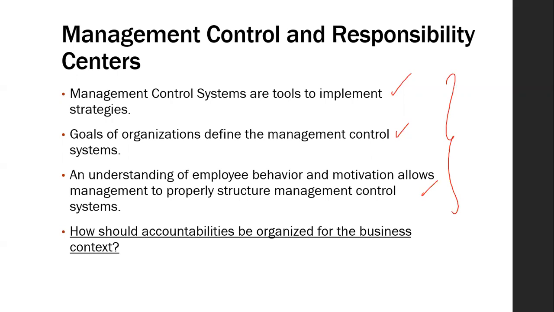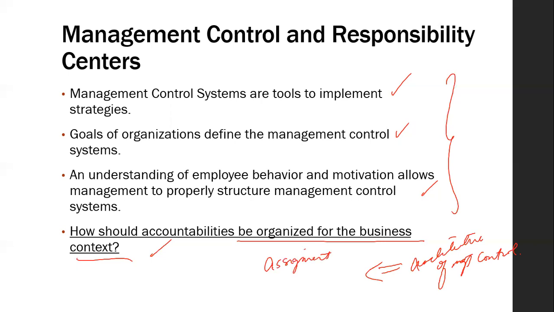Now, under responsibility centers, the question is, how should accountabilities be organized for the business context? So now we're starting to put in the architecture of management control. And as far as the architecture of management control is concerned, at the end of the day, it is based on the assignment of accountabilities. And the way accountabilities are assigned in an organization, the skeleton of that is called the responsibility center.